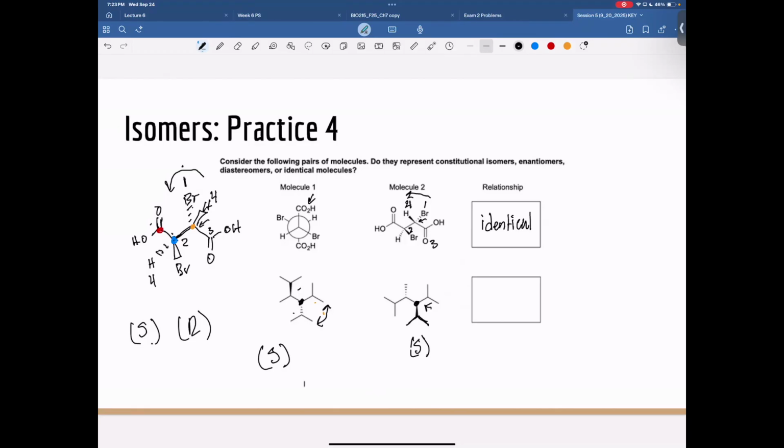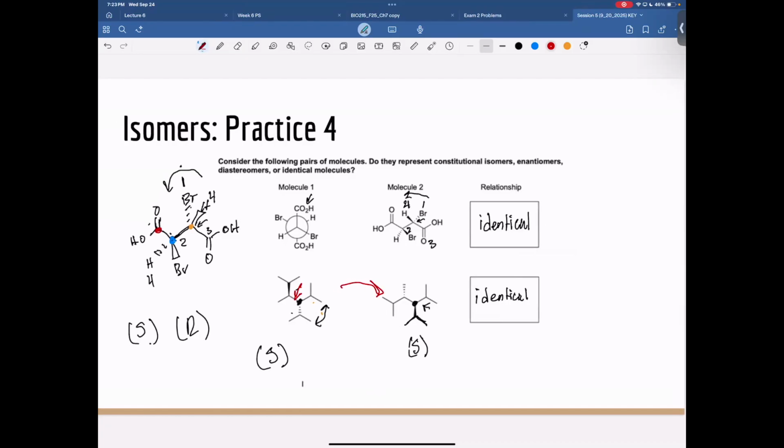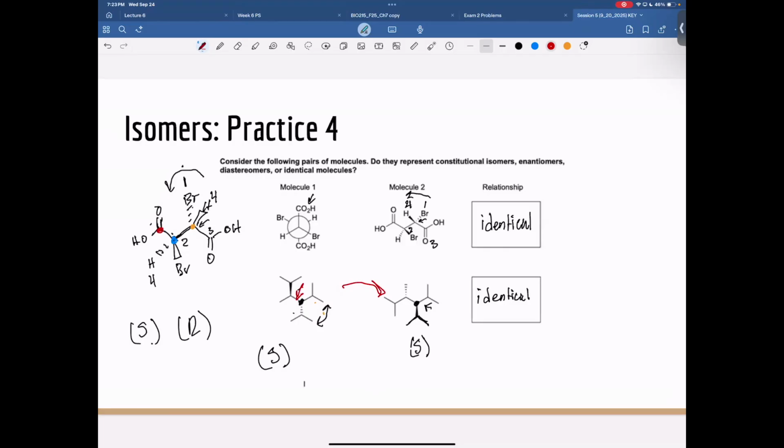So because these are both S, they have the same amount of carbons, they are identical. And we can see that because if we rotate this bond right here, it will produce that. It's simply just a bond being rotated. Single bonds can rotate freely. Double and triple bonds cannot rotate.